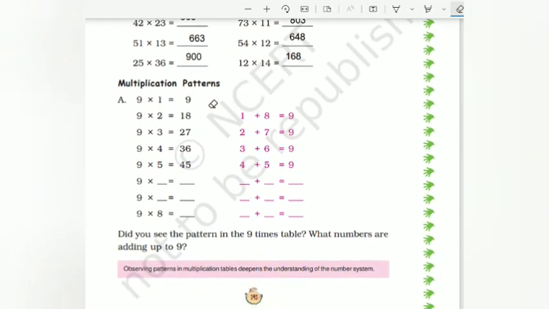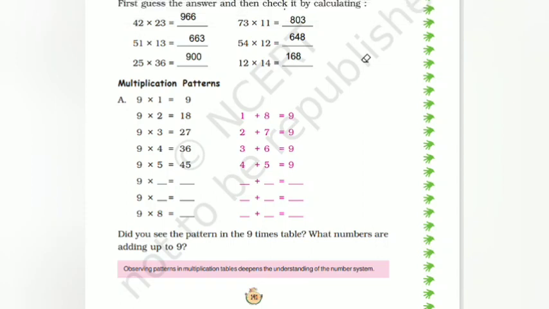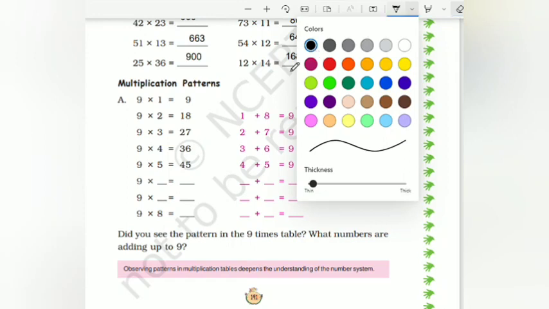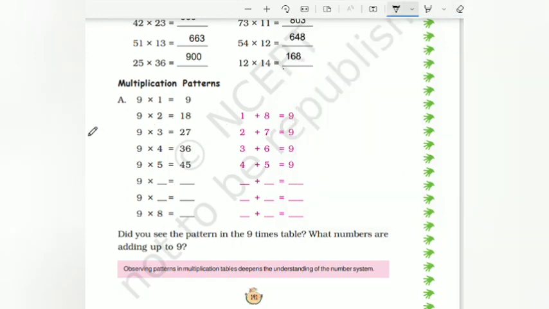9 multiplied by 1, that is equal to 9. 2 times 9 will be 18. That is 9 written 2 times, it will be 18. Again 9 written 3 times will be 27. 18 can also be written as 1 plus 8, that is equal to 9. When a 2-digit answer is added this way, we are getting the result as 9. See here, 9 times 2 we got 18, which can be written as 1 plus 8. Finally, we got the answer as 9.